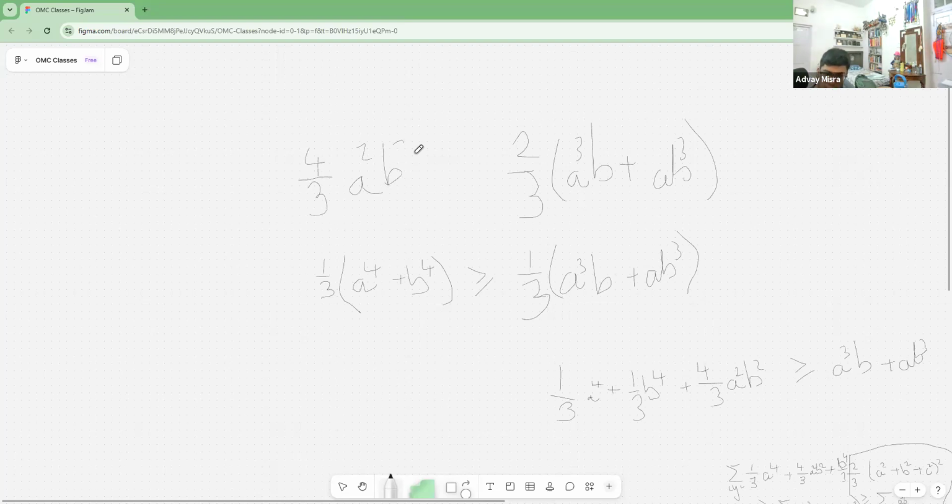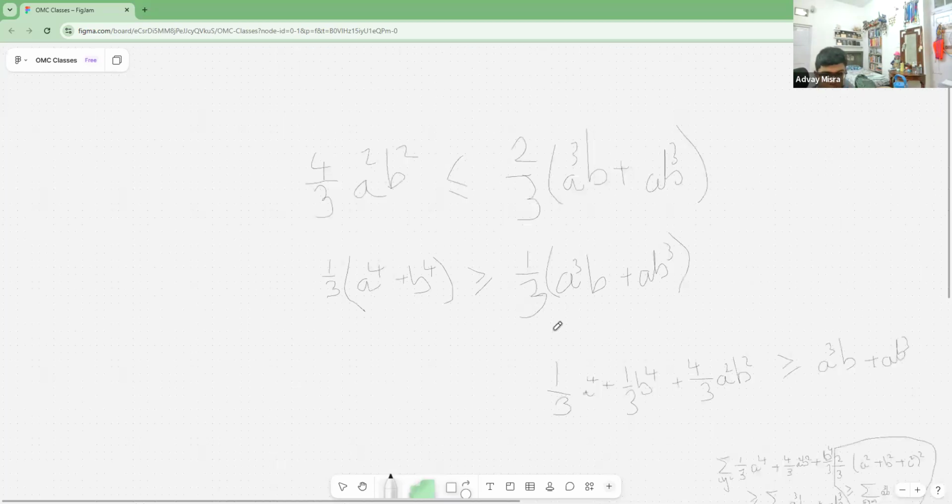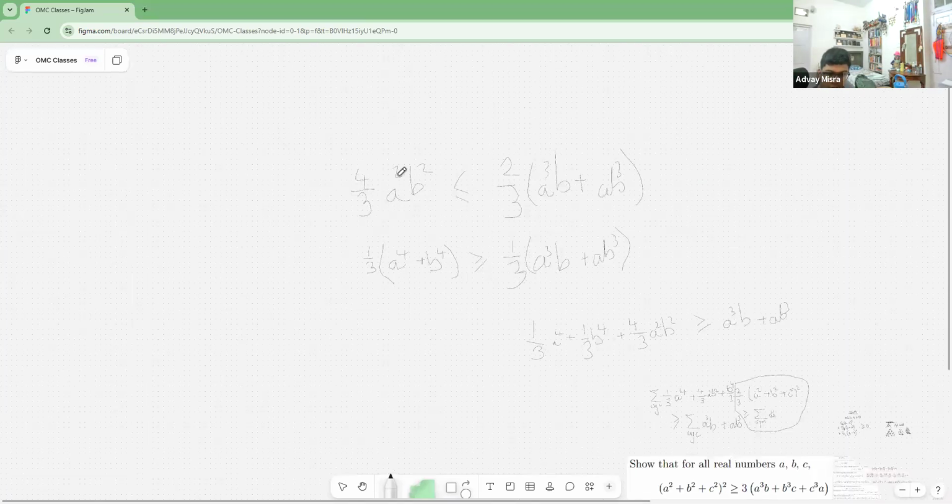So now this is true by however you want to do it. Like, yeah, Muirhead works for this one. And now for this, Muirhead tells us that it holds the other way. So it looks like we are stuck.